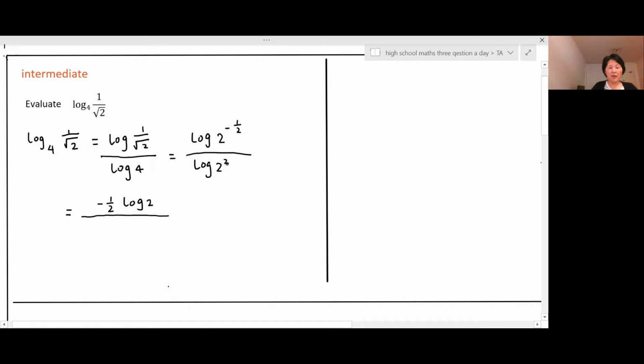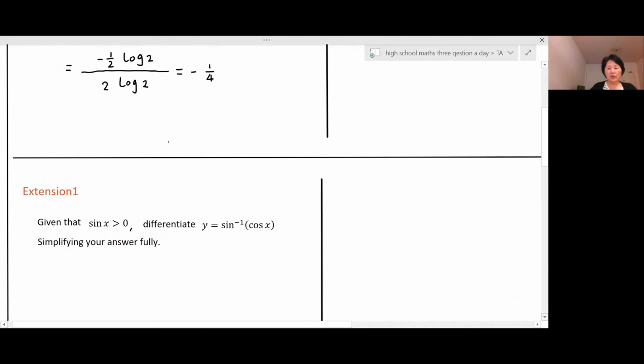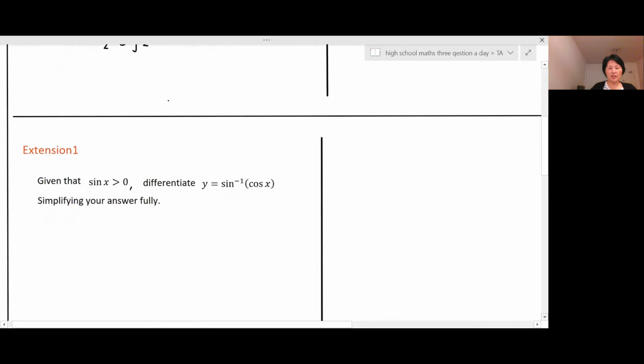Then the power 2 I can move to the front, which will be 2 times log 2. Okay, log 2 cancels, so the answer is equal to minus 1 on 4. Okay, we finished the first question. Then we're looking at the second question.